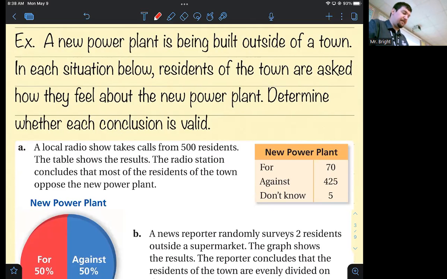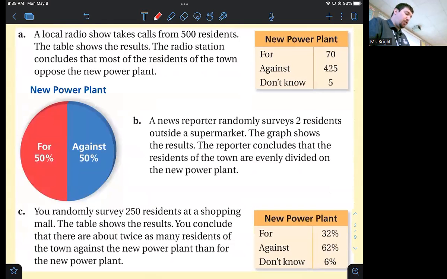A new power plant is being built outside of town. In each situation below, residents of the town are asked how they feel about the new power plant. Determine whether each conclusion is valid. A local radio show takes calls from 500 residents. The table shows the results. The radio station concludes that most people in the town oppose the new power plant. According to their survey, they'd be right. But I'm not looking at the numbers right now. I'm asking you, is the way they conducted the survey right? Would you say this is a good survey or a bad survey?